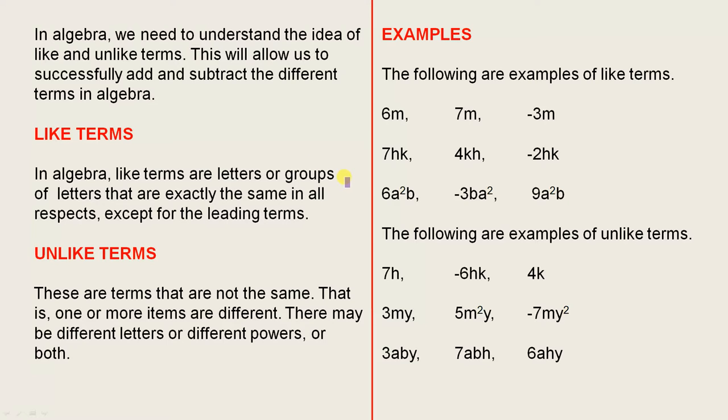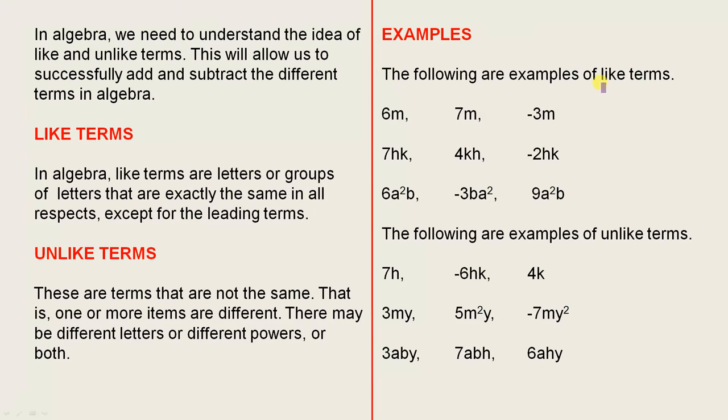Like terms. In algebra, like terms are letters or groups of letters that are exactly the same in all respects except for the leading terms. Unlike terms. These are terms that are not the same. That is, one or more items are different. There may be different letters, or different powers, or both.